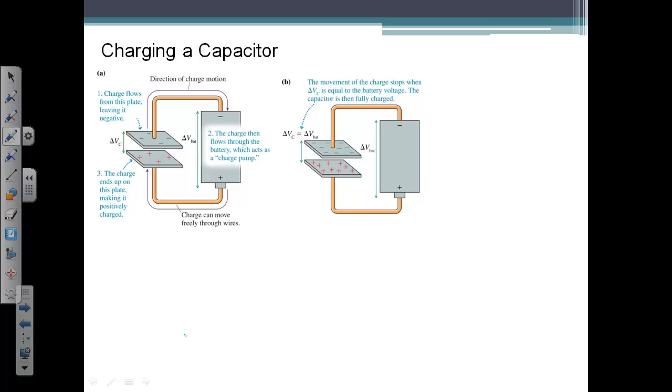Eventually, delta VC will equal delta V battery. At this point, no more charges will move, and the charges will remain stationary here. A bunch of negative charges on the negative plate, a bunch of positive charges on the positive plate, and everything will remain in equilibrium like this. At this point, you can remove the battery, and the charges will just sit here, remaining like that, stored. The energy will be stored in that separation of charge until such time as you connect a new wire or a new circuit.